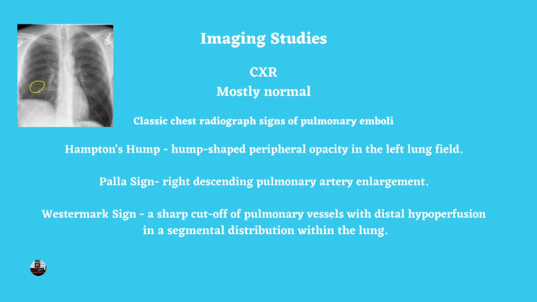Now, as far as imaging studies go, chest X-rays are predominantly normal, but you may see some classic signs of PE on the chest X-ray, and these include Hampton hump, Palla sign, and Westermark sign. And I'll give you a few seconds to go through the slide.